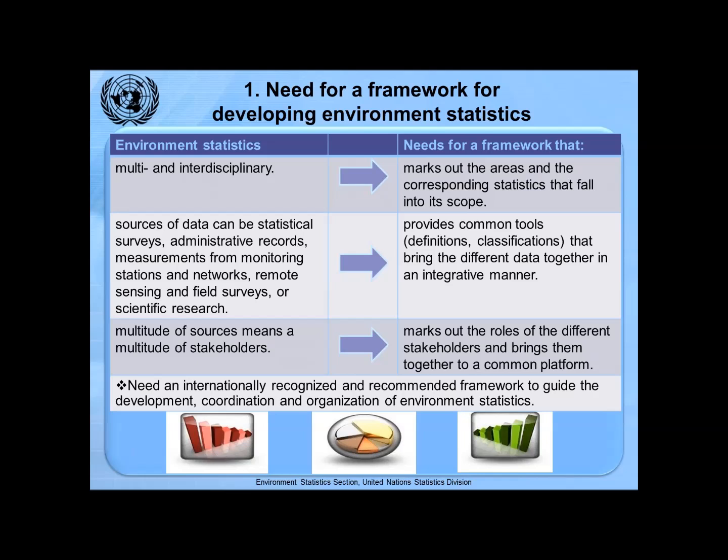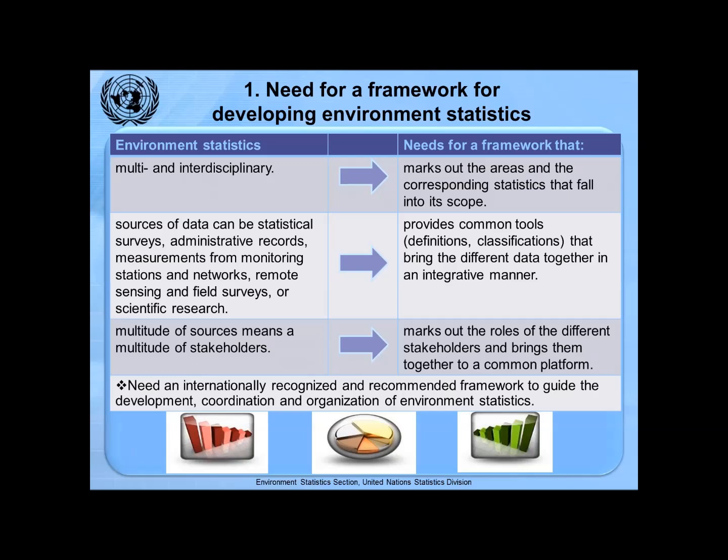What has been found, I've been in this field over 26 years now, and it's still a very challenging and difficult subject matter, but we're still making good progress, and I think a lot of improvement has taken place over the years. So we find that environment statistics are multi and interdisciplinary, so a framework is really helpful to try to mark out the areas and include the statistics that fall within this very wide scope of the environment.